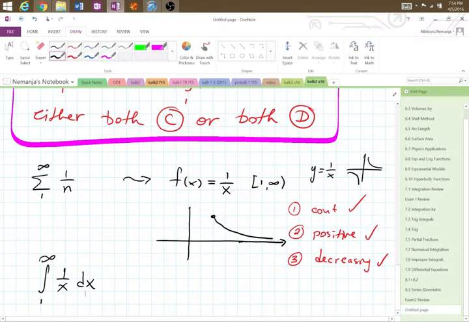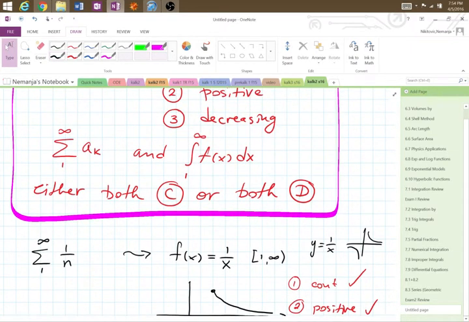Because the theorem says that if those three conditions are fulfilled, then the series and the associated integral both either converge or diverge, which means whatever the integral does, the series must do the same.